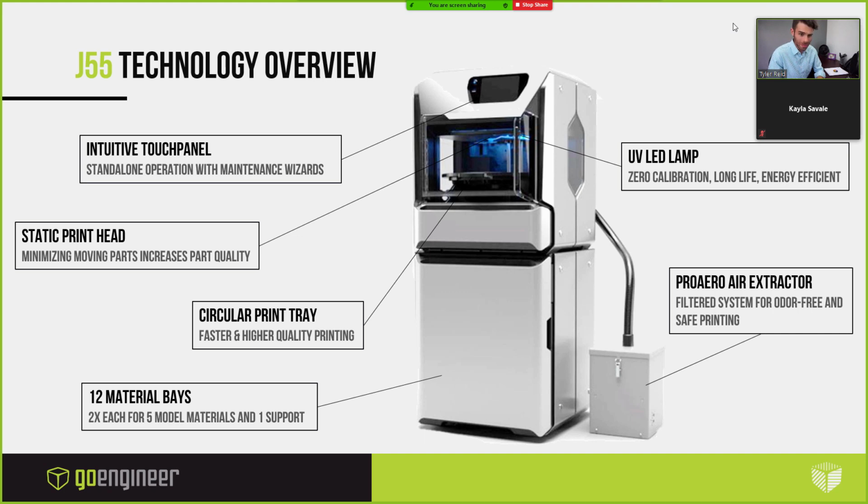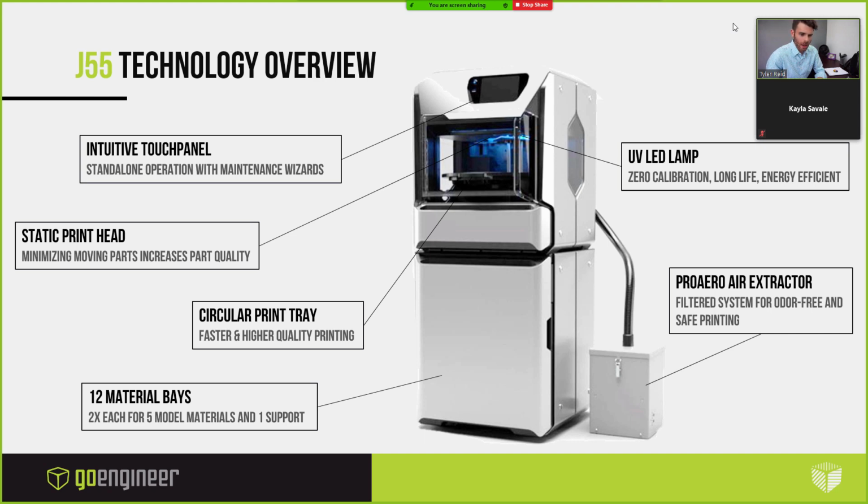We have 12 material bays in this cabinet. So we have 5 model materials, 1 support material, and each of those have up to 2 cartridges. So the total of 12 bays. And the idea is that as a cartridge is depleted, and they're totally redesigned new cartridges as well, but as a cartridge is depleted and emptied out, the system would automatically transfer over to the next cartridge. And so that allows you to print overnight and over the weekend without worrying about running out of material.